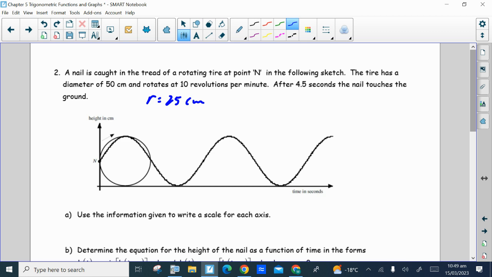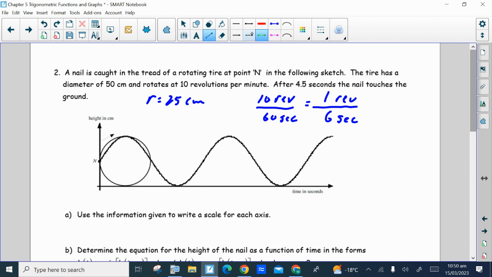So it goes 10 revolutions every 60 seconds. So if you divide top and bottom by 10, that means it's going to go through one revolution in 6 seconds. So that is the period. The period is 6 seconds. The period is how long it takes to go through one revolution.